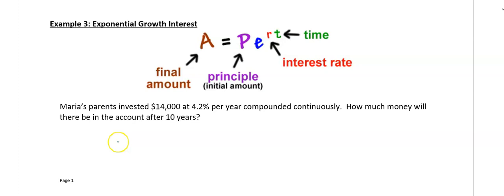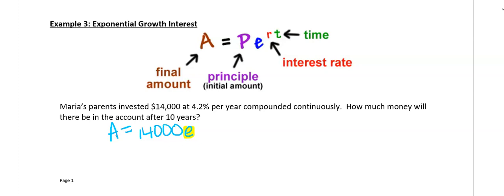Maria's parents invested $14,000 at 4.2% per year, compounded continuously. How much money will there be in the account after 10 years? So let's go ahead and write our equation. The amount will be your principal amount, your initial amount, which was $14,000, times the E value. This is a key in the calculator. We will talk about that in a second. To the RT, so the interest rate goes up here. The interest rate would be 4.2%. So E to the 4.2% per year.